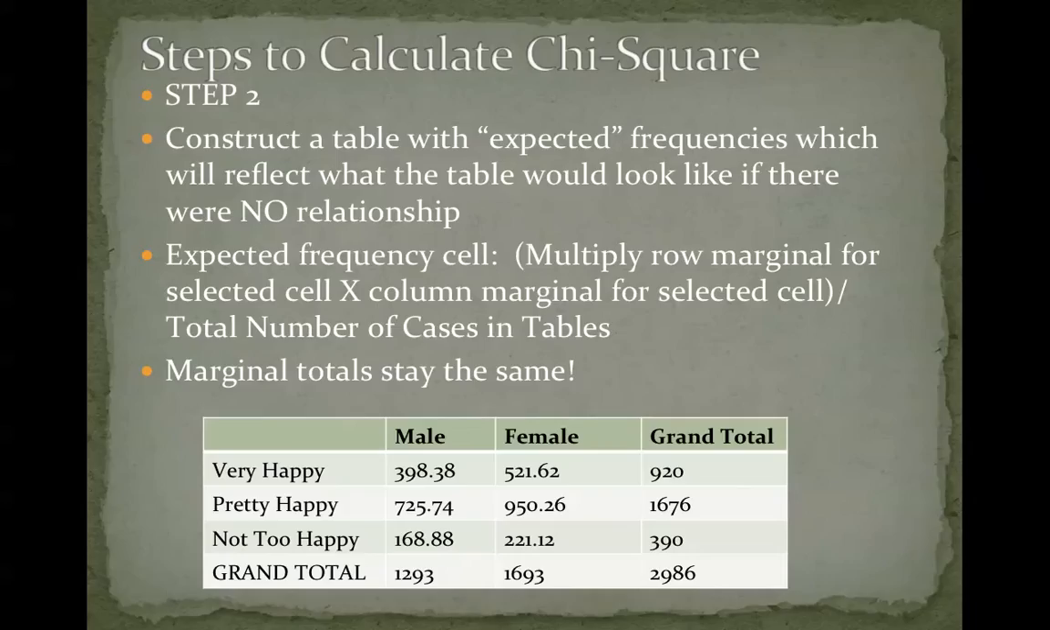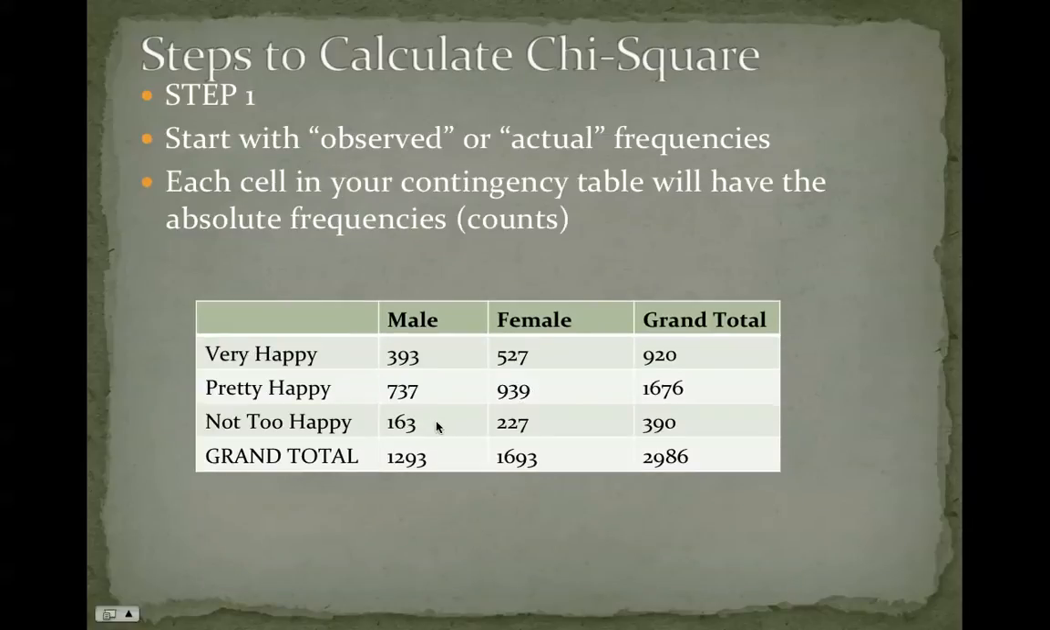Step two is you have to construct a table with expected frequencies, which will reflect what the table would look like if there were no relationship. Again, these are just absolute numbers. But if you remember in the contingency table lecture, we talked about how we can assess whether there's a relationship by looking at the percentages. We would look at, say, row percentages or column percentages. A row percentage would be 393 divided by 920, or 393 divided by 1293 would be a column percentage.